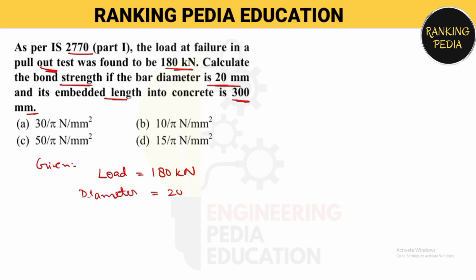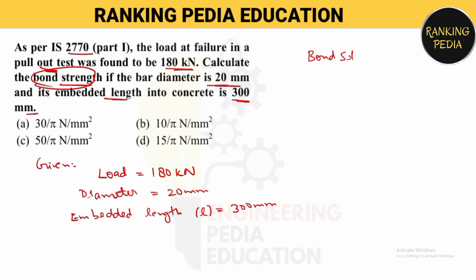Diameter is 20 mm. Next, the embedded length is given, which we will denote by small l. It is given as 300 mm. What do we have to calculate? We have to calculate the bond strength.